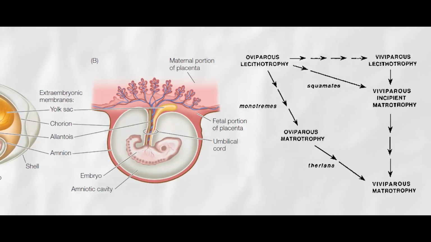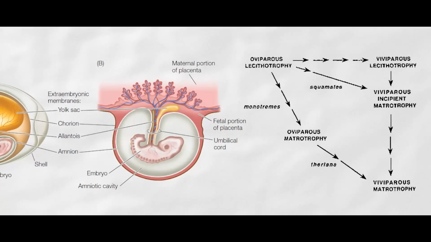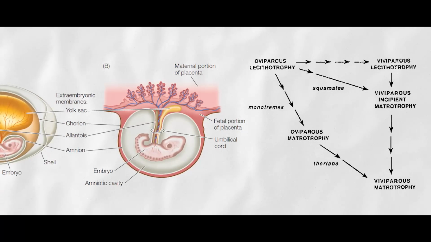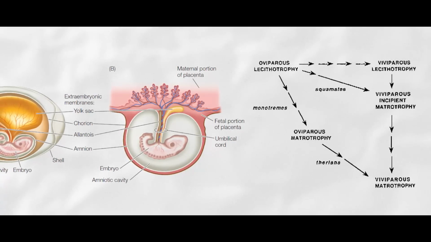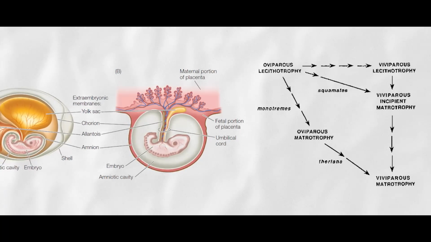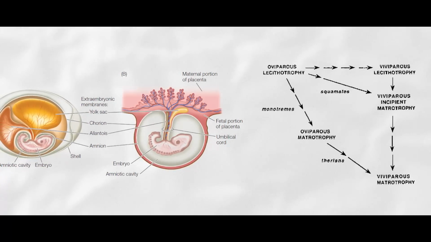In other words, the entire development of the embryo, though still with nutrients provided by the yolk, occurred inside the mother's reproductive tract, after which she would give birth to the young as they hatched. The next evolutionary development would be incipient matrotrophy, in which yolk supplies are gradually reduced and are supplemented with nutrients from the mother's reproductive tract.